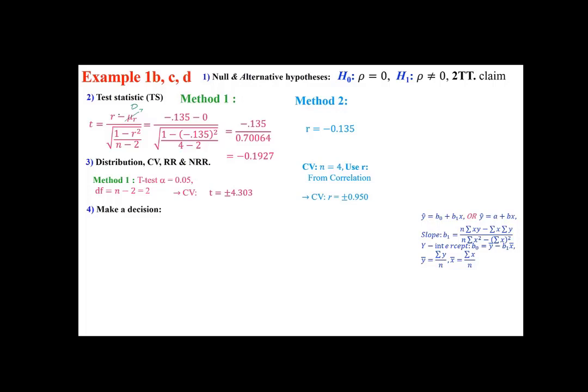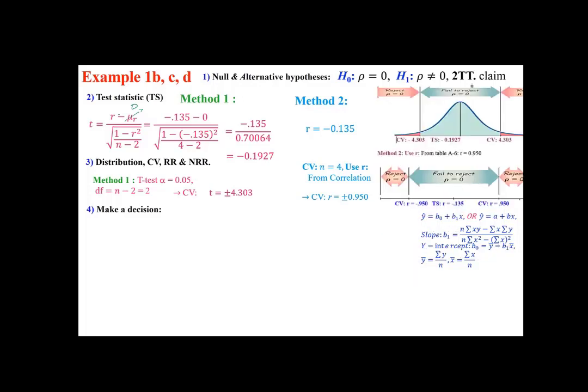So with that being the case, what happens now? Now we have to look at the graph and make a decision. Let's see how the graph looks like. If you look at the t distribution graph, critical values are negative, positive 4.303, and your test statistic is negative 0.1927 in non-rejection region. So right then and there, don't reject H0. If you look at the R table, then critical values are negative 0.95 and positive 0.95, and number negative 0.135 is somewhere in between. Same result. So the decision making is the same for both of them. Do not reject H0. And what does it mean? The claim is false, and more importantly, there is no linear correlation between the two variables.